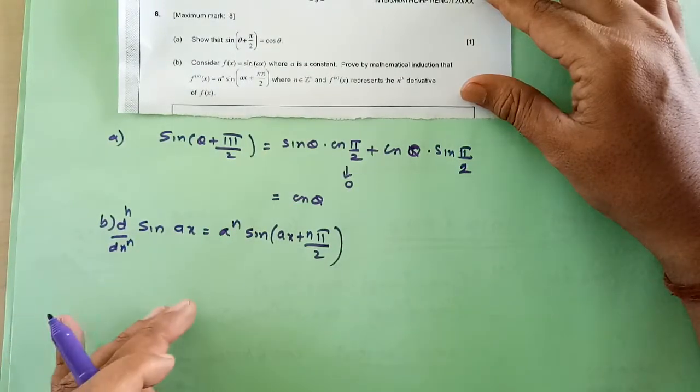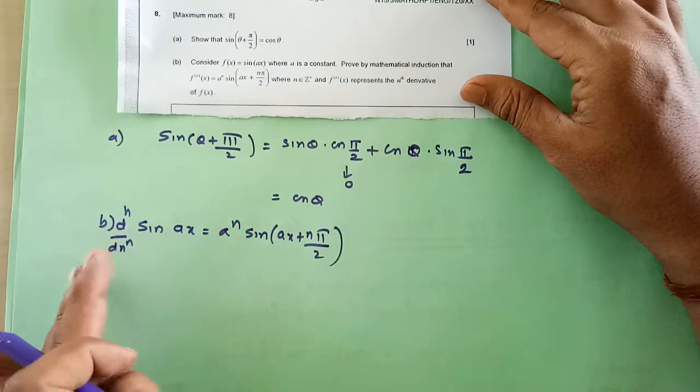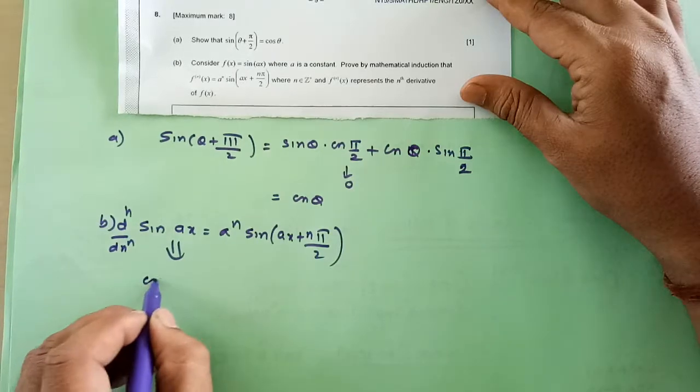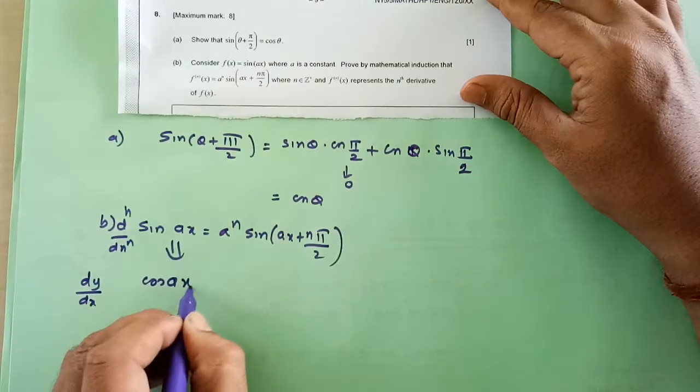Now what you have to be really careful about is that you have to make a conjecture out of it. So you have to make sure that you're differentiating correctly. So the derivative of sine AX is cos AX times A. I'm first finding dy by dx, so cos AX times A.